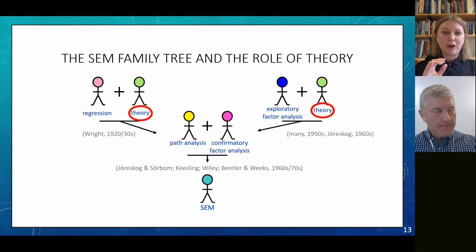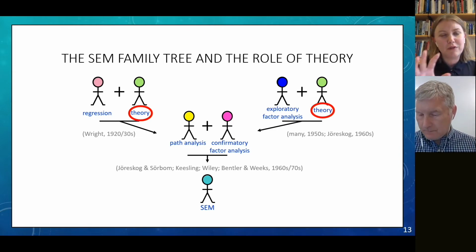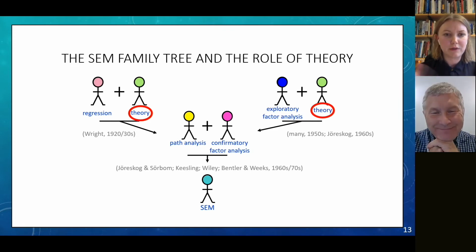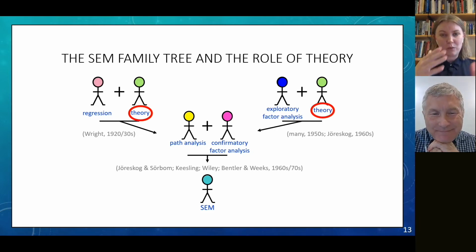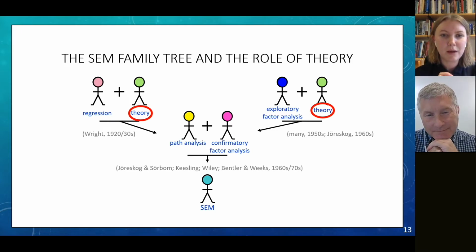Okay, so the role of theory is very central here, theory and/or previous research. Just to give you a little bit of a family tree of what's going on here. Beginning of time, there was regression and exploratory factor analysis. On the regression side, some smart people added theory, and then we got path analysis. So path analysis is regression plus the addition of theory or previous research. And on the exploratory factor analysis side, add theory, and we get confirmatory factor analysis.